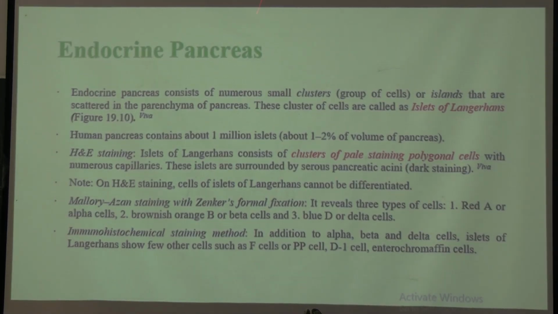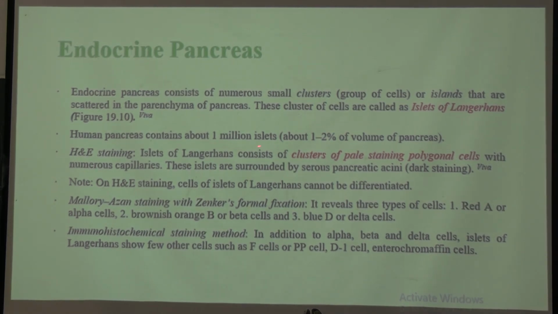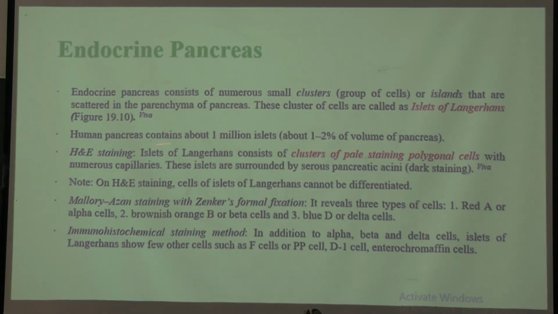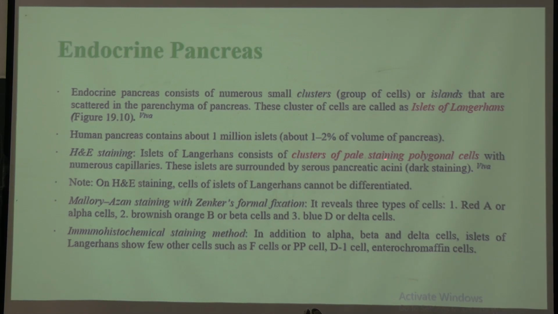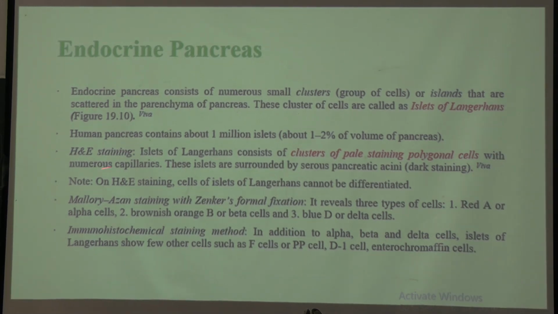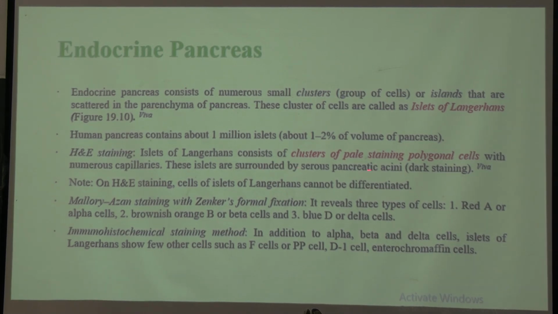Endocrine pancreas consists of numerous small clusters of cells, or islands, that are scattered in the pancreas. These clusters of cells are called islets of Langerhans. That can be a short note. Human pancreas contains 1 million islets, which make up 1 to 2% of the volume of the pancreas. On H&E stain, islets of Langerhans show a cluster of pale staining polygonal cells with numerous capillaries. These islets are surrounded by serous pancreatic acini.